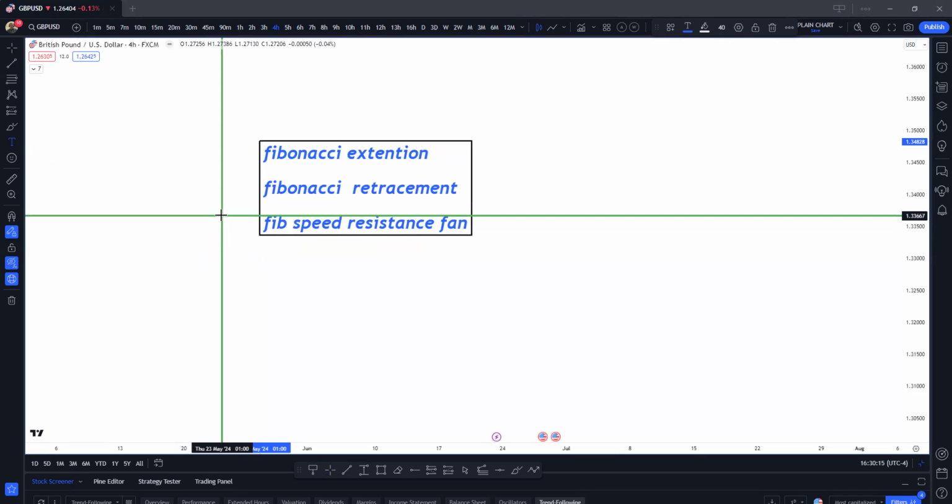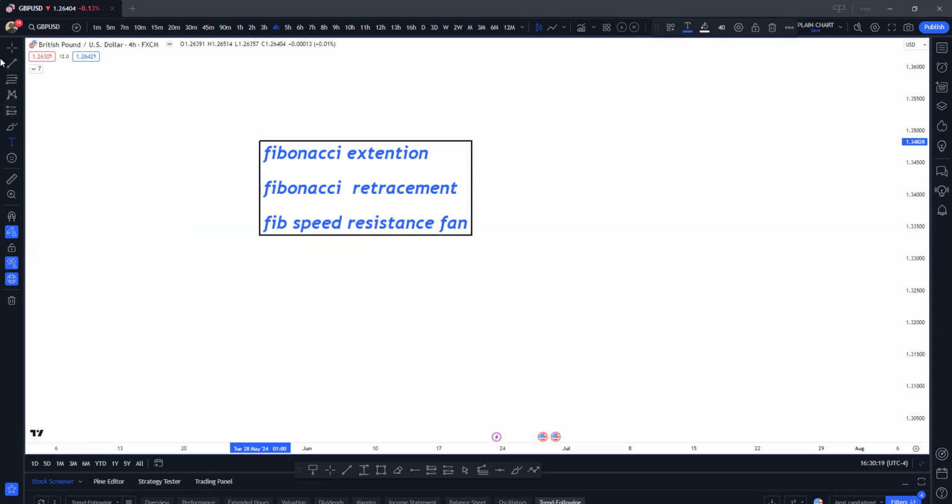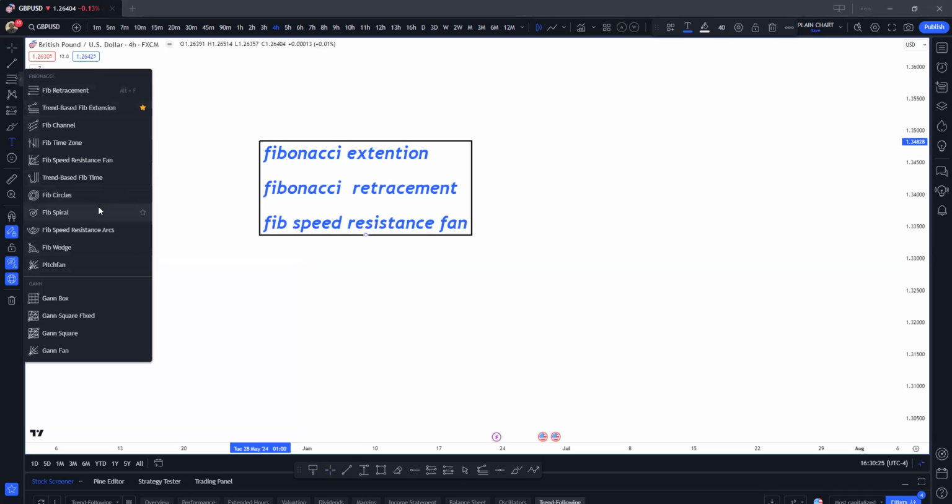If you're having difficulty finding these Fibonacci tools on TradingView, you come to this section here, you click on the third one, click on this arrow, and you find the Fib tools here. This is the Fib retracement, and this is the trend-based Fib extension, right? The one we are talking about today is the Fib Speed Resistance Fan. I'm going to add this to my favorites since we'll be looking at that.